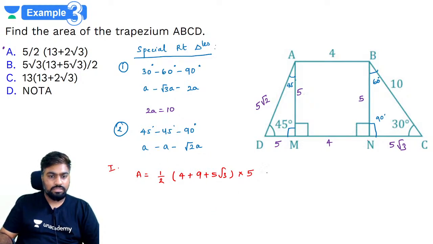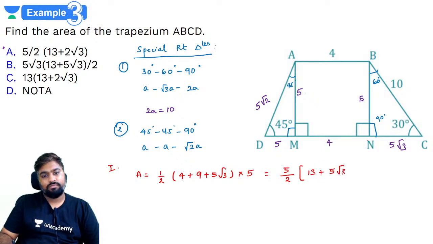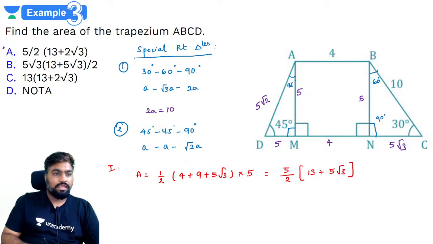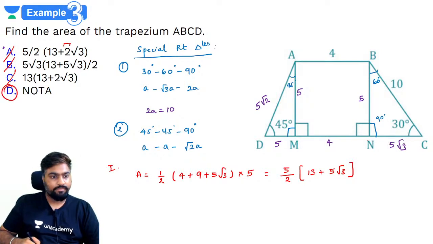So this gives us 5 by 2 into 13 plus 5 root 3. Option A says 2 root 3, not 5 root 3. Here there is an extra root 3 which we don't want. This is wrong, this is also wrong, this is also wrong. Answer is none of the above. Guys, whoever said A please check. It is 2 root 3 there, it should be 5 root 3.